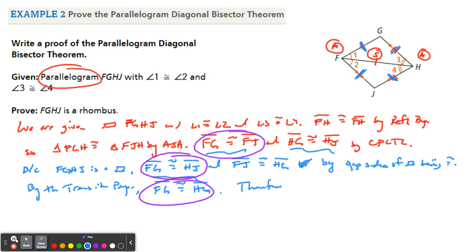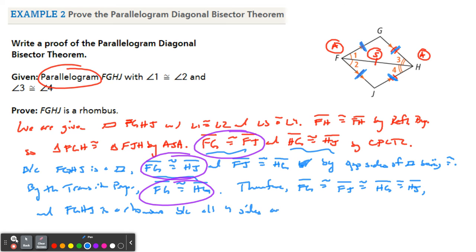Therefore, FG is congruent to FJ, is congruent to HG, is congruent to HJ, and FGHJ is a rhombus because all four sides are congruent. And there we go. So congruent triangles and some properties of parallelograms prove this theorem.